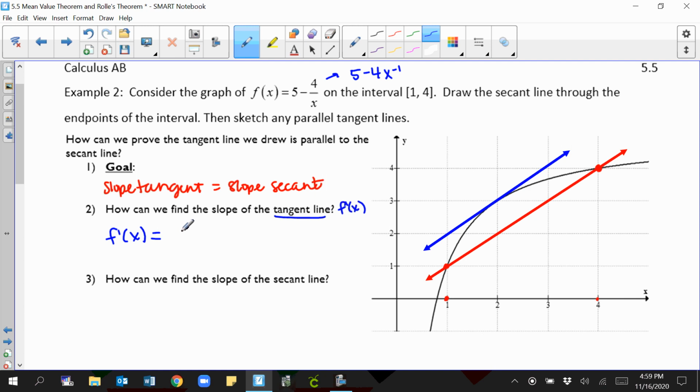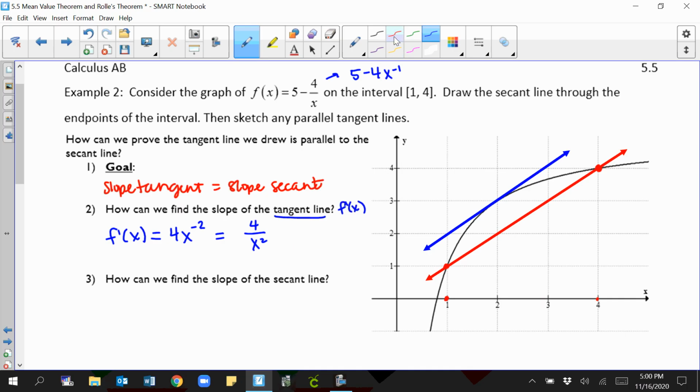So the derivative of 5 goes away. The negative 1 is going to come down and multiply by the negative 4, so it's going to be a positive 4x, and now to the negative 2 power. So 4 over x squared is how I'm going to write that one.